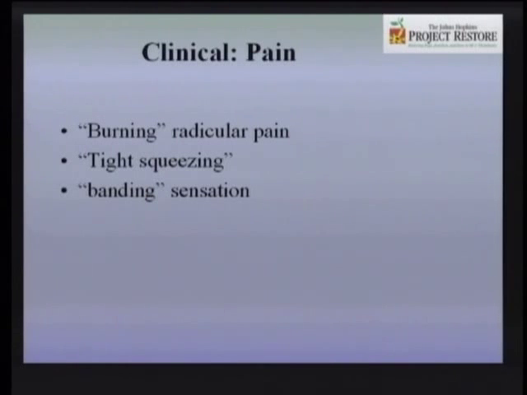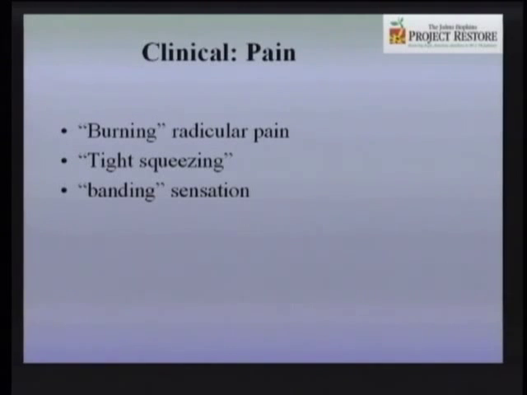Pain is a big feature of transverse myelitis, or indeed of any myelopathy. And for those of you who have it, you know it can be the most debilitating aspect of this, the worst aspect of this. It can be burning, or the radicular means it's shooting to one side or down one arm or down one side. It can be a tight squeezing or a banding sensation, and it can be very difficult to treat. We'll talk about this later.